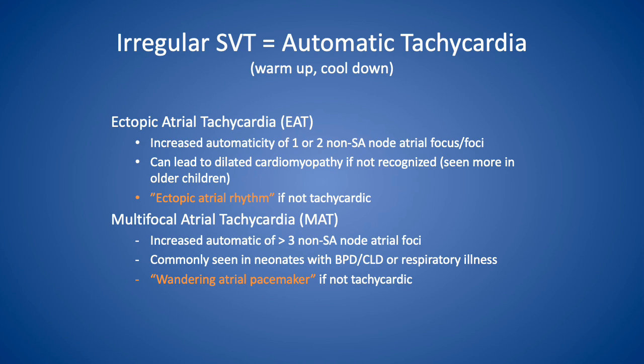If there are more than 3 automatic foci, that's called multifocal atrial tachycardia. We actually see this more commonly in the neonatal population, particularly with respiratory illness. So the classic story is either with a pneumonia or with BPD, chronic lung disease. And if it's not tachycardic, but you're seeing multiple different P wave morphologies, that's called a wandering atrial pacemaker.